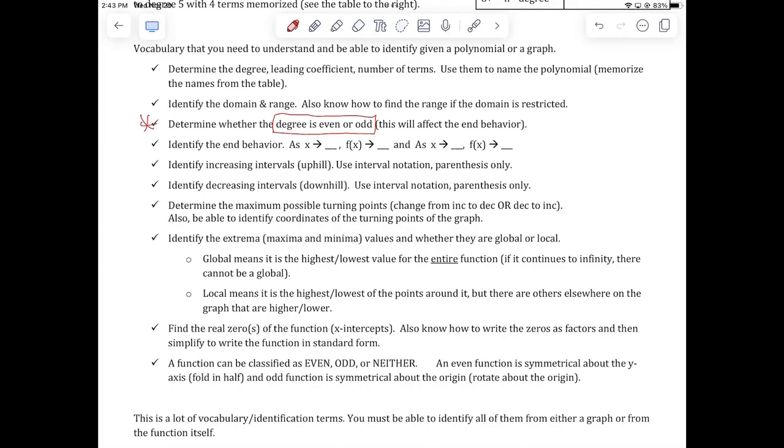If you look at your even degree polynomials, if the largest exponent is an even number like x squared, don't ever forget x squared. That's your basis of comparison for so many things. 2 is an even number, right? So an x squared, 2 is an even number. It has the same end behavior. Top in, top out, or if it's negative x squared, bottom in, bottom out. So that's the first thing that you really want to understand.